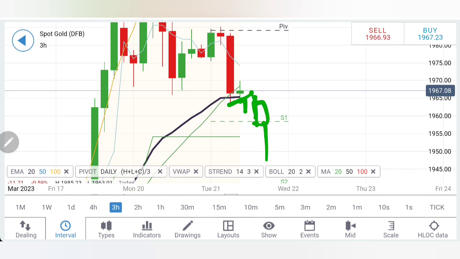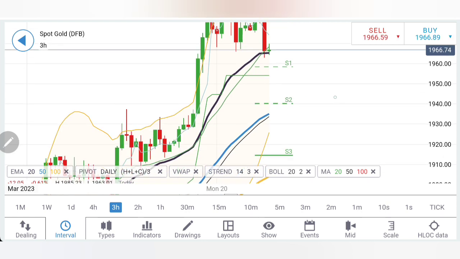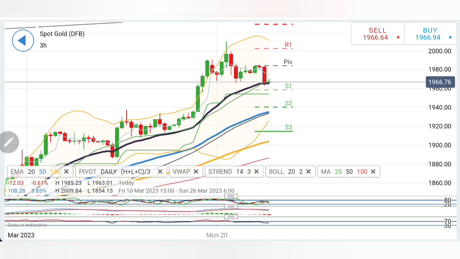and then expect 1960, and below that anyways it is going to break hard, and then we might see 1955, 1950. And remember, on the downside 1940 is the first and stronger support, and below that 1920 the next strongest support there. And let me show you why.